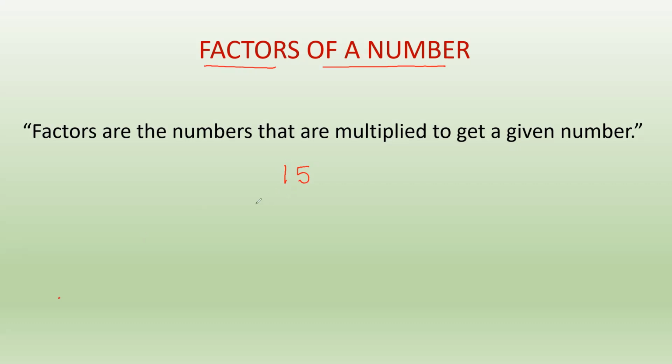Now, how do we get 15? I can say 1 times 15 is 15. I can also say 3 times 5 is 15. And the rest, it does not come in the table of any other number. Hence, these are the only ways that we can find 15. Now, over here, numbers 1, 3, 5, and 15, they are all factors of the given number.